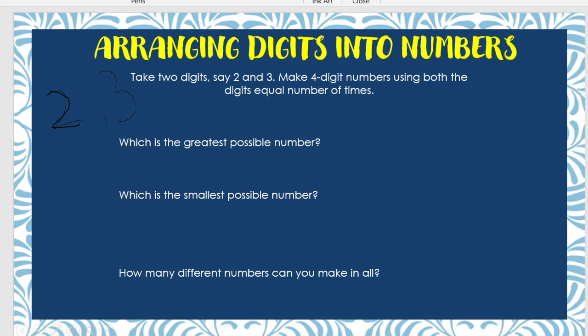Greatest possible number with 4 digits, 2 or 3 is 3. You have to use each digit equal times. So arranging digits to make a number is not a difficult task, but you have to read the conditions given in the question.